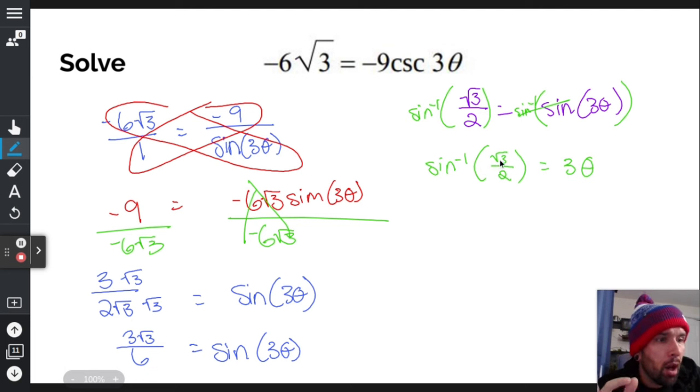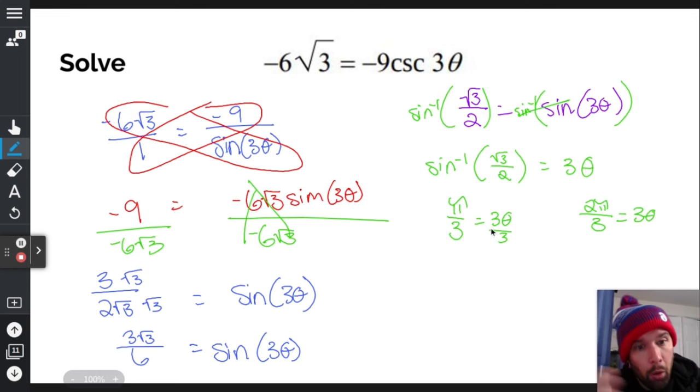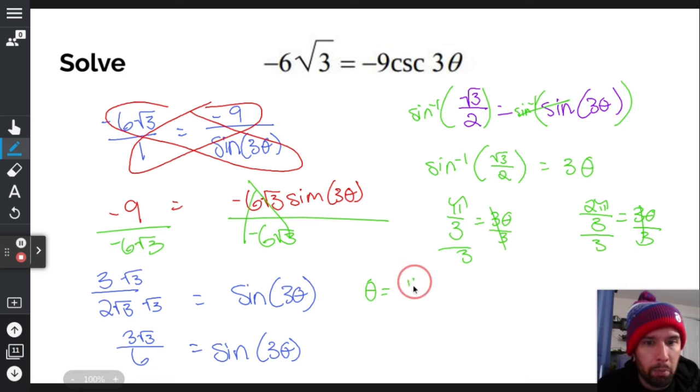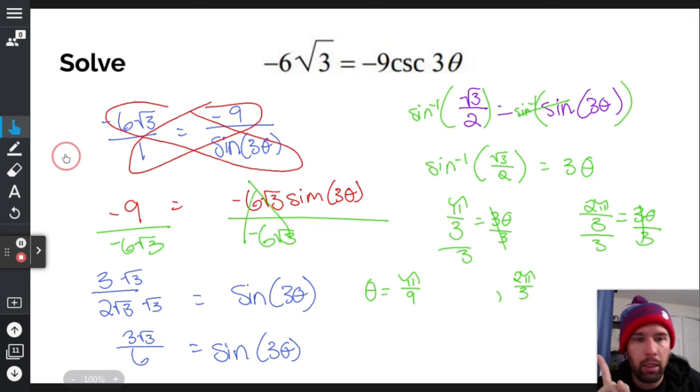Now, inverse sine of root 3 over 2 is going to be pi over 3. So that equals 3 theta. And also 2 pi over 3, because sine is positive in quadrants 1 and 2. So 2 pi over 3 equals 3 theta. Divide both sides by 3, or multiply both sides by a third. The bottom's going to become 9 on both of those. So you get theta equals pi over 9. And I'm going to leave some space and you'll see why. And 2 pi over 9.